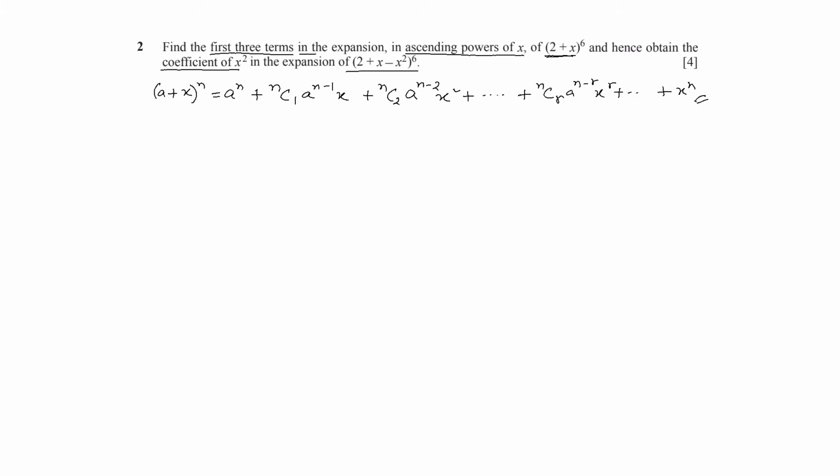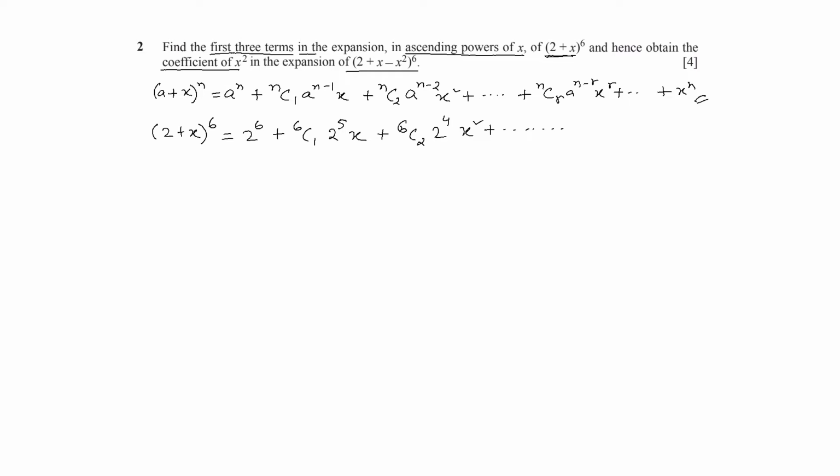Our (2 + x)^6 would be 2^6 plus 6C1 times 2^(6−1), that is 2^5, times x, plus 6C2, and then 2^(6−2) is 2^4, times x squared. We got our first three terms, we don't need any more terms. So let's simplify this in the next line.